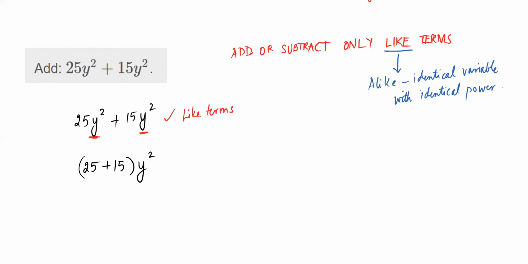So you don't add the powers for the y and all that. Please don't do that. You're only adding the coefficients. You keep the y squared the same way. So 25 plus 15 is 40y squared, and that is your answer. Please remember to add only the coefficients. Coefficients are the numbers attached in front of the variable.